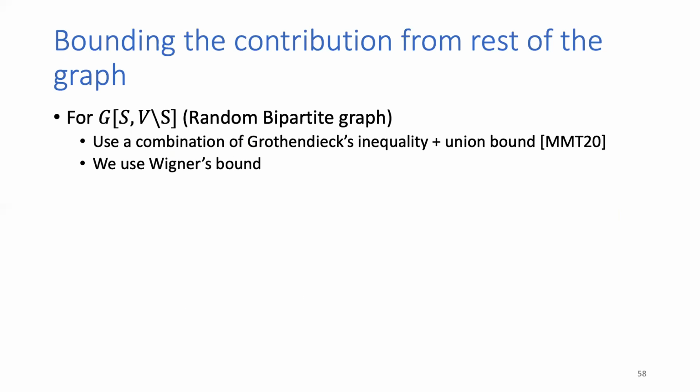The subgraph G on S cross V minus S is a random bipartite graph. This particular thing has been studied in the literature. There is a paper by Mackenzie, Mehta, and Trevisan in this year's SODA 2020, who use a combination of Grothendieck inequality plus a union bound to bound such a term. We use a spectral based proof, and use this thing called Bernstein's bound to show our result.